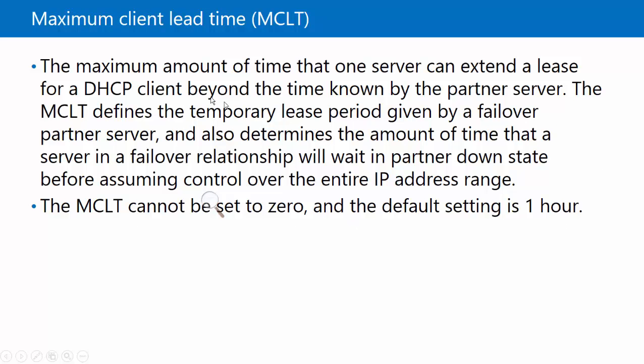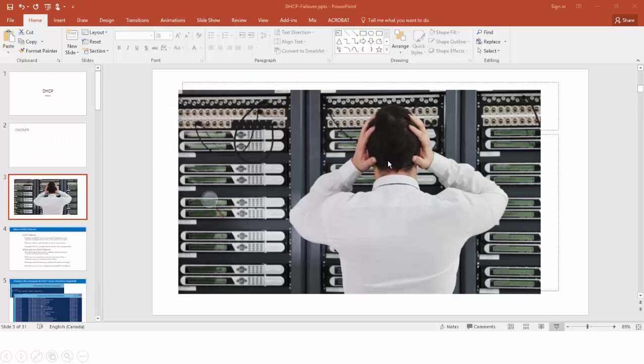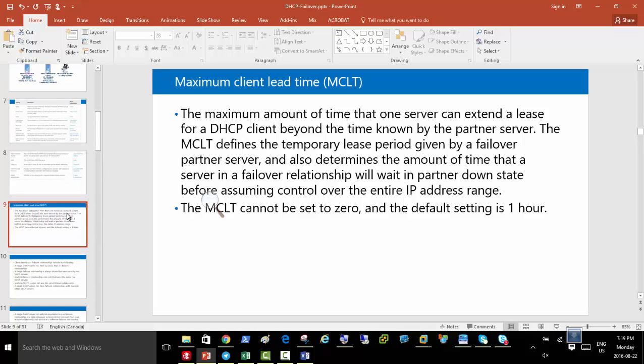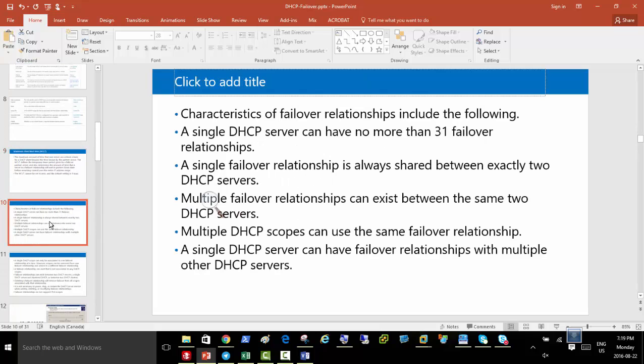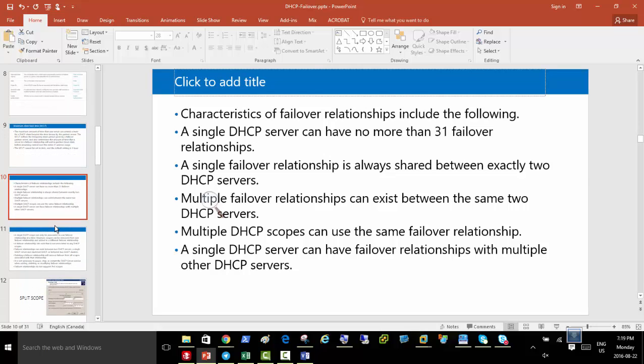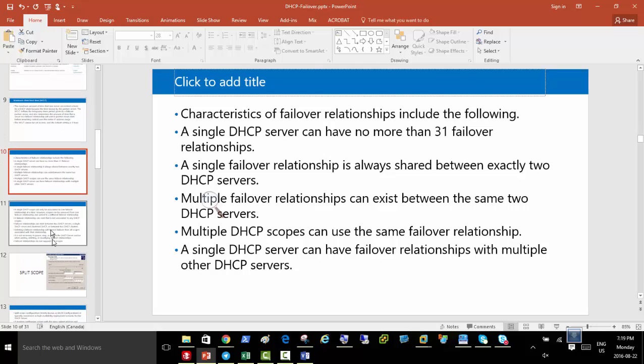So the maximum amount of time that one server can extend a lease for a DHCP client, beyond the time known by the partner server, is called the maximum client lead time. We're going to come to this because we're going to configure that, and we're going to come to the definition again. But there are longer slides here.